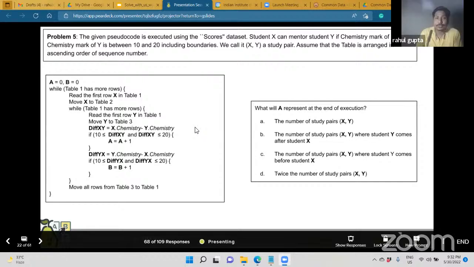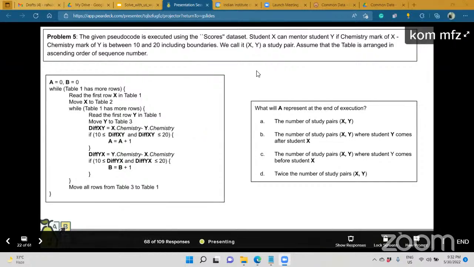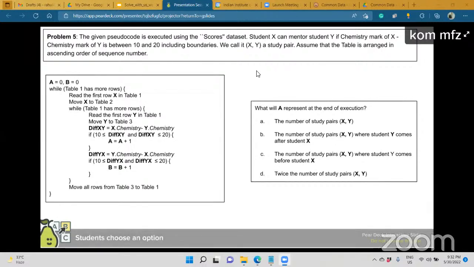Okay, how? Sir, because student Y comes before student X, because, sir, if you see that loop where it says X chemistry minus Y chemistry, therefore X chemistry should be greater than Y chemistry. Why? Because, sir, if X chemistry is less than Y chemistry, we get a negative answer. So student X can mentor student Y. I have also chosen option C. Yes, sir.